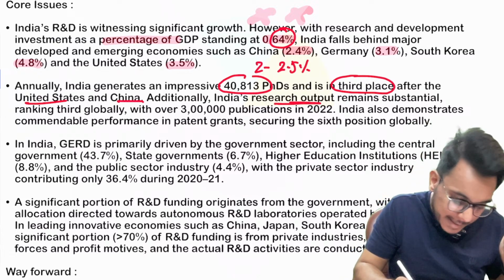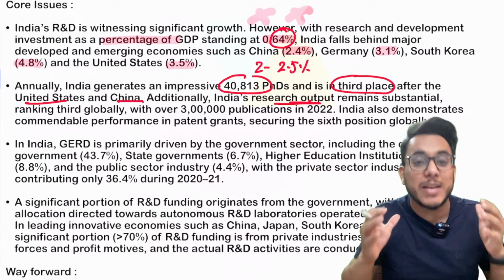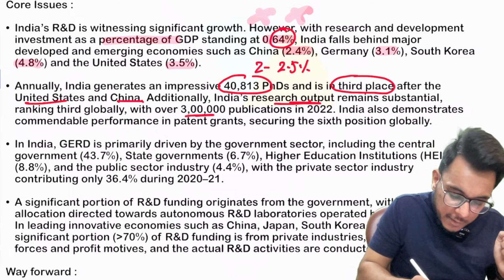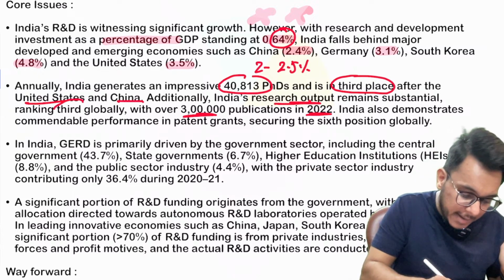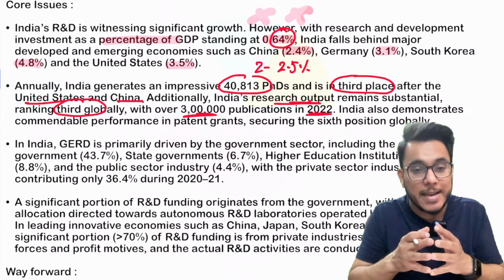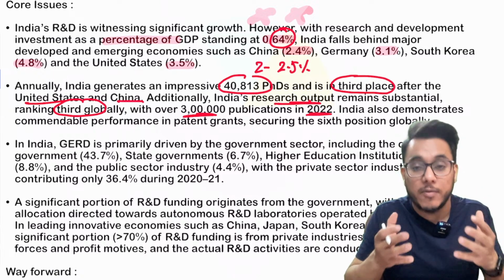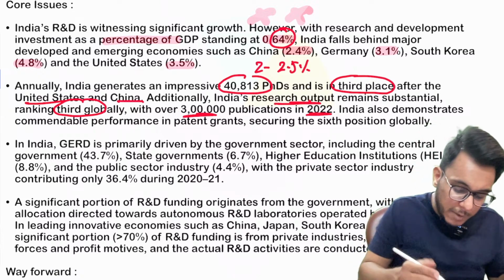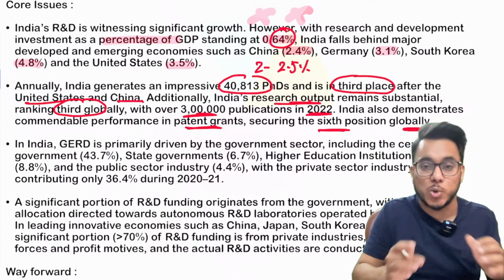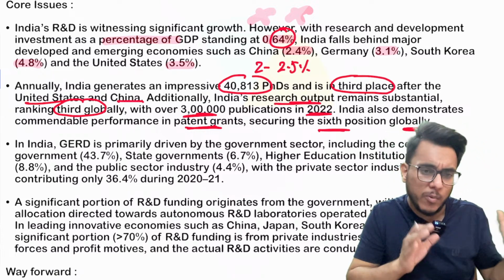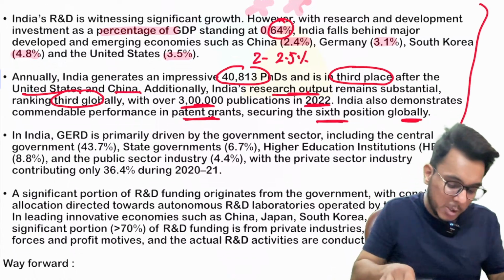Also, when we talk about the research output, India is doing one of the highest research publications in the world. So 3 lakh research publications were issued by India in 2022, and here also we are ranking third globally. In terms of research scholars, we are again third highest. And when we talk about the patent grants, we are 6th globally. So we rank in the top 6 in terms of the patents being filed. On all these aspects, India is doing good.